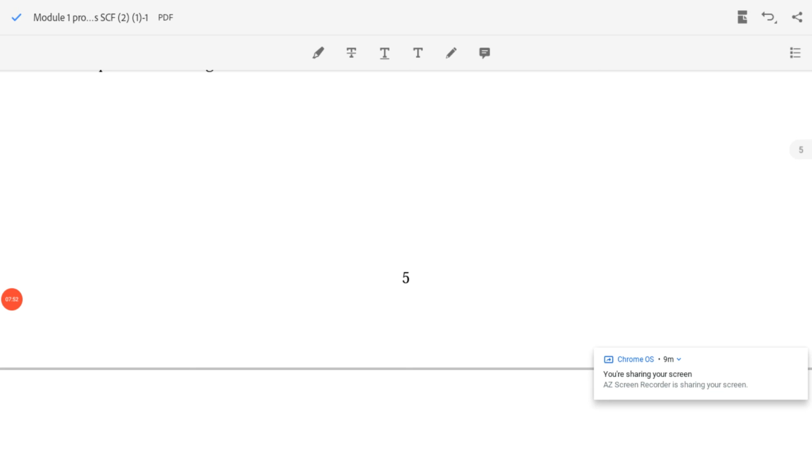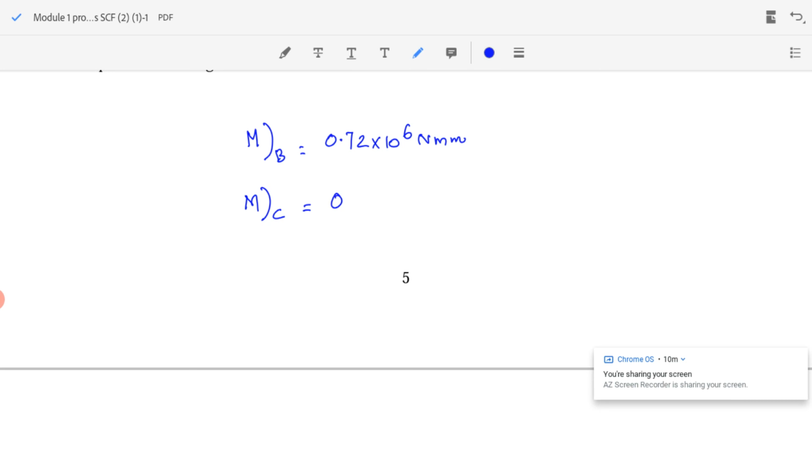So I will note that bending moment at point B equal to 0.72 into 10 power 6 Newton millimeter, and bending moment at point C equal to 0.96 into 10 power 6 Newton millimeter. Since we have to design for the maximum bending moment, we will take this maximum value for the calculation.